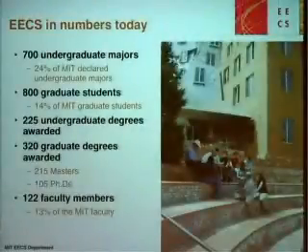700 undergraduate majors, 800 graduate students. That includes about 125 MEng students. The rest are doctoral students. As you can see, we graduate a little over 100 PhDs a year. And we have, depending on how you count it, about 122 faculty members. We just completed our hiring season and we've added 3 more people and we have 1 departure, so we'll be at 124. This is down slightly from our peak.